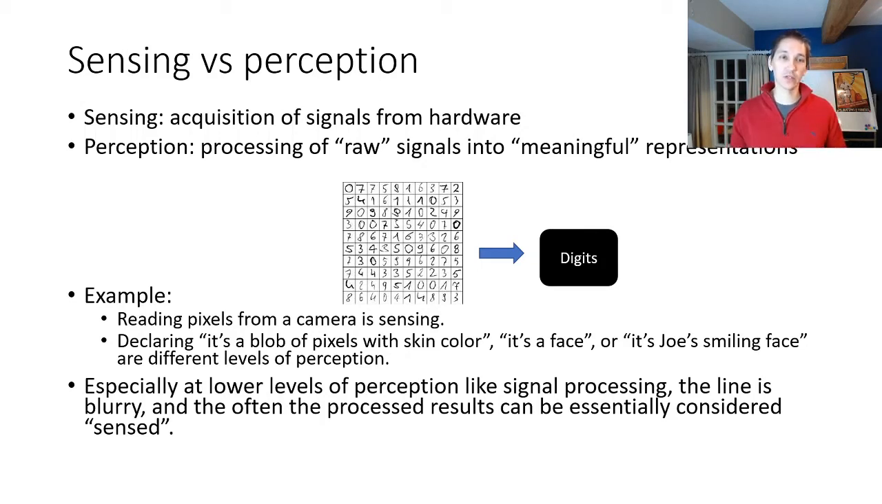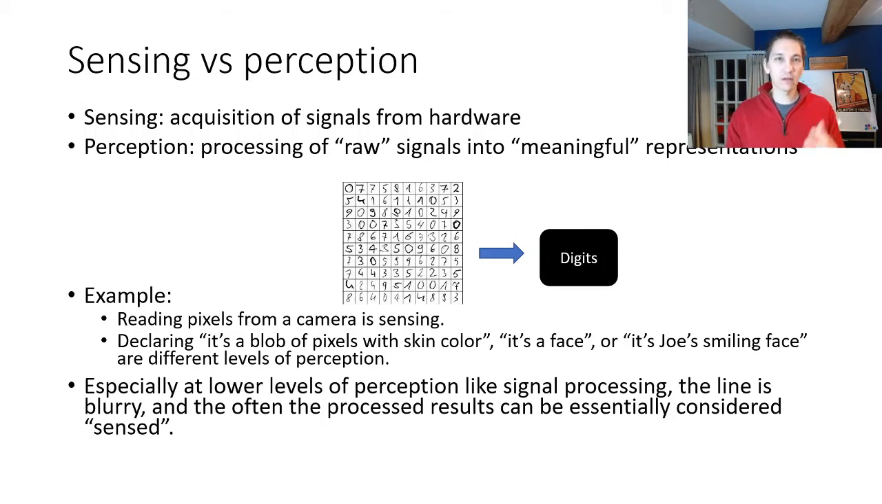Perception is the second step, which processes those raw signals into some sort of representations that are meaningful to downstream tasks. As an example, if we're trying to recognize digits from some sort of scan, the pixels themselves will be the sensing part, so gathering the camera images. But then detecting which digit that image represents is going to be the perception task.